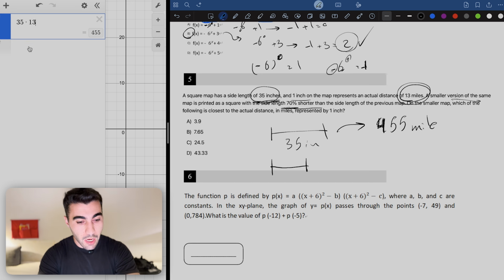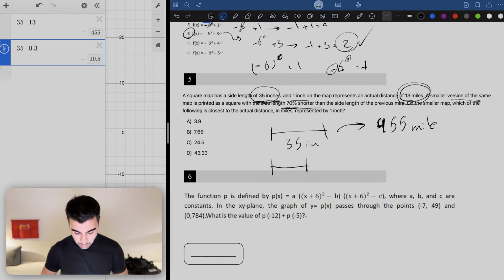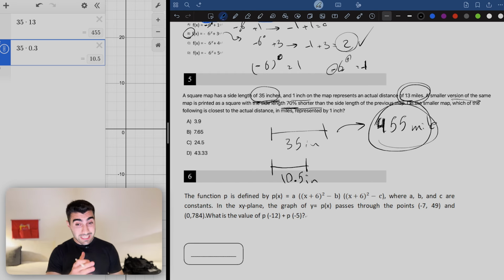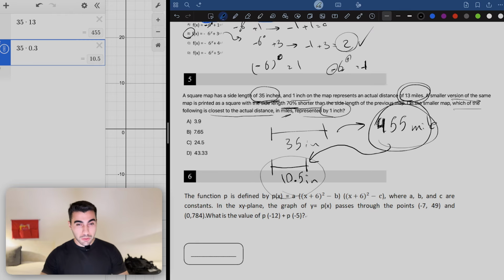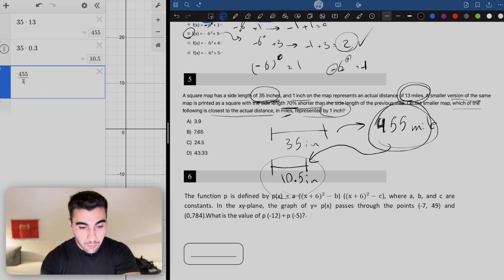So if it was 35 inches, what is 30% of 35? 35 times 0.3 is 10.5. So the new shorter one is 10.5 inches. So we are representing this 455 miles, the same distance, in a shorter map of 10.5 inches. And the question is asking which of the following is closest to the actual distance in miles represented by 1 inch in this one. So we're just going to do 455 divided by 10.5, and that gives us 43.3, which is choice D. So in the smaller map, each inch represents 43.3 miles. That's how we do this question.